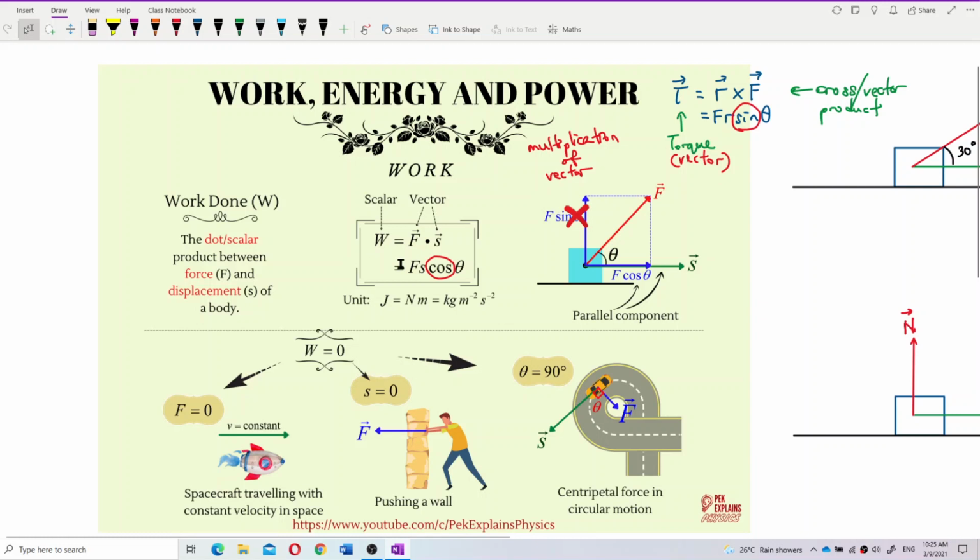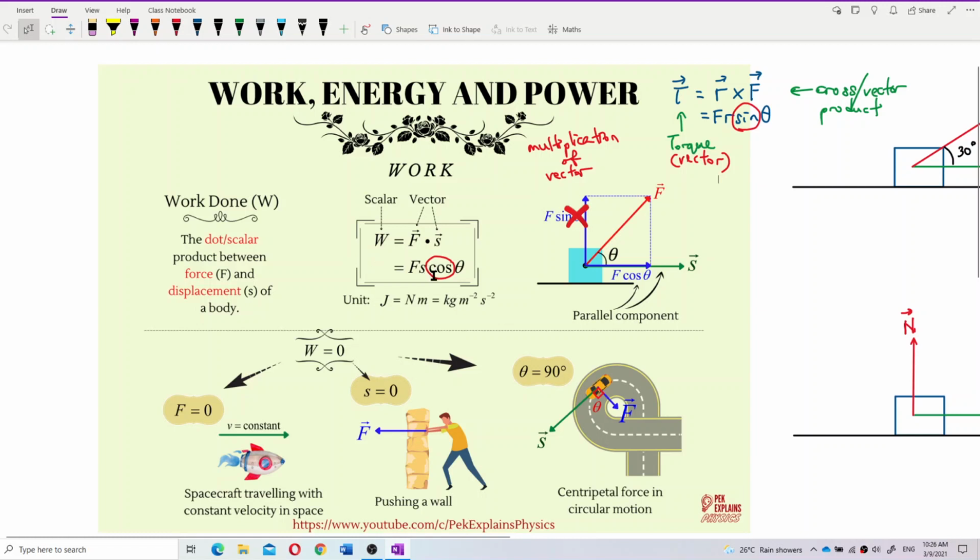And then about the unit. The unit of work done is the joule. You can write joule or you can write newton meter, because it is F times S, where F is in newtons and S is in meters. Further derived in base quantities, newton meter is kilogram meter squared per second squared. This is the SI unit for work done.